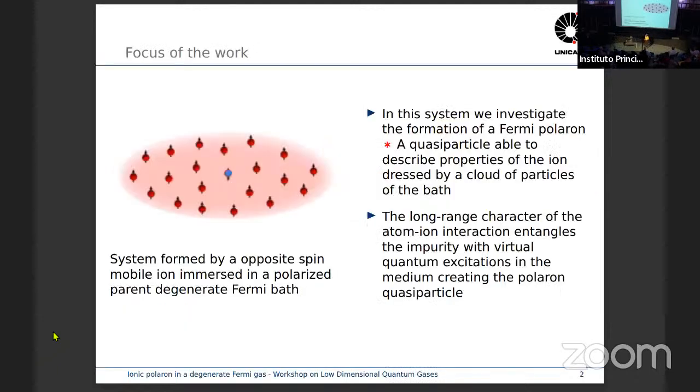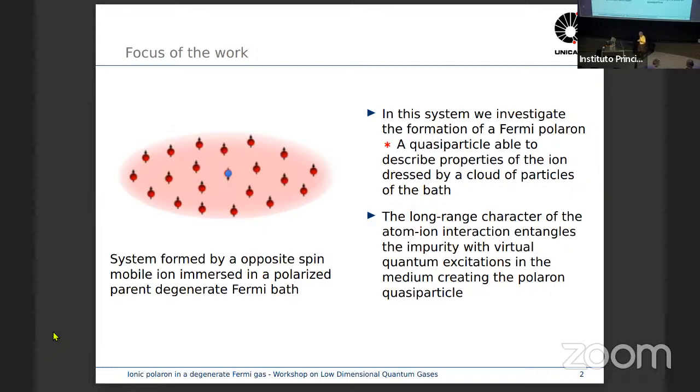So I was saying this cartoon here shows what we are studying. We have an ideal Fermi gas polarized in one of the directions, and we put a down spin in this bath. Eventually, we will put two ions in this bath, but most of our results will be for just a single ion in the down spin state. So this ion will attract the atoms in the bath, and they will form what is called a quasi-particle, a Fermi polaron in this context.